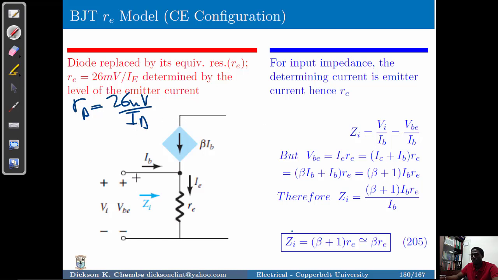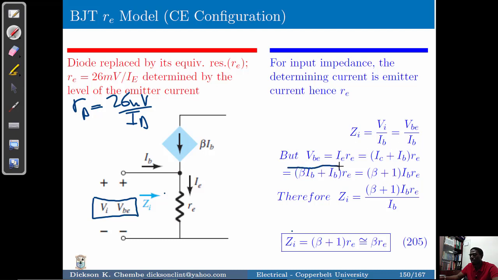And therefore, when we come to the input section now, we find that we've replaced the diode by the resistor, and then our input impedance is going to be equal to the input voltage over the base current, which is the same as the base-emitter voltage. So input impedance is the same as VBE over IB.